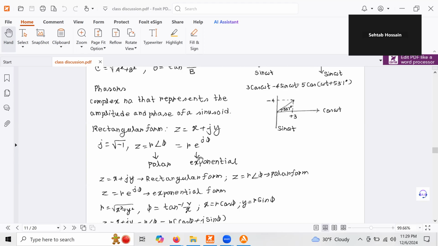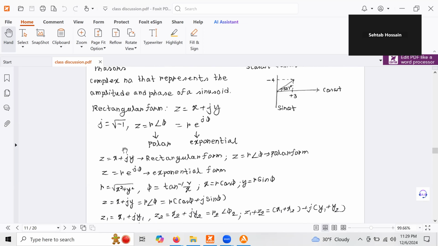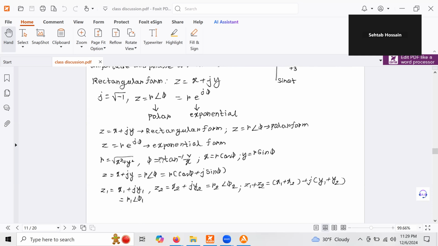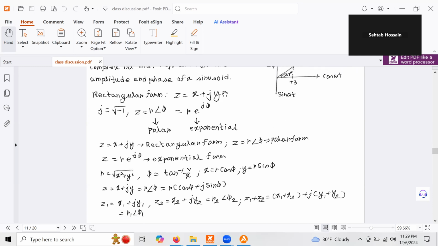And if we want to express it in exponential format, then it will be r times exponential j times phi. So this is our rectangular form, this is our polar form, and this is our exponential form. So how can I get the value of r from this rectangular form? Using this formula over here. And how can I get the phase difference from this? Using this tan inverse y over x.